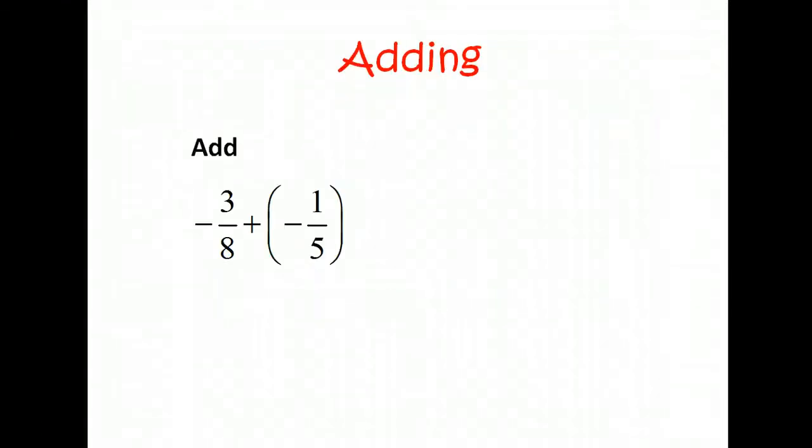Alright, let's try one. Negative 3/8 plus negative 1/5. Alright, integer rules. When I'm adding like signs, I know that I add the fractions together and the answer gets the same sign. So I'm going to add 3/8 to 1/5, and since they're both negative, I know the answer will be negative. So I'm going to forget basically about that negative sign for a second, and I'm going to write 3/8 plus 1/5.